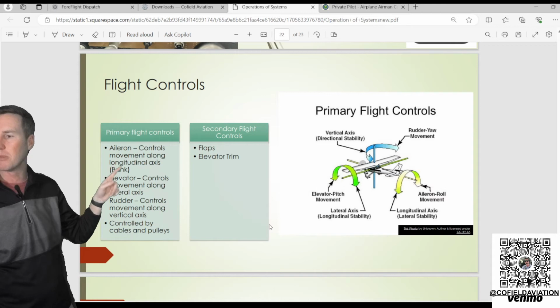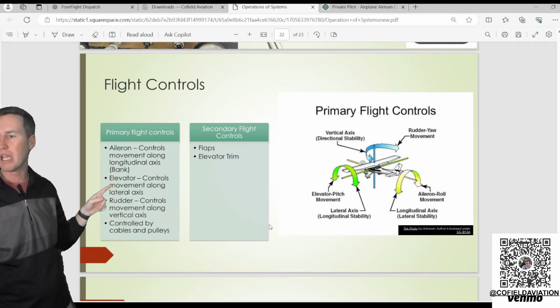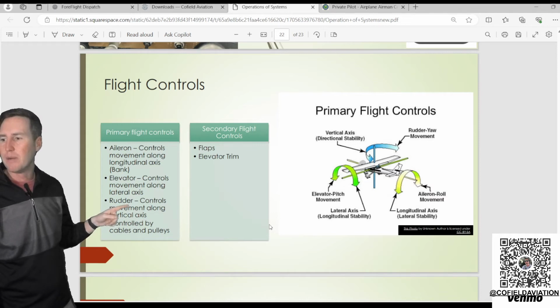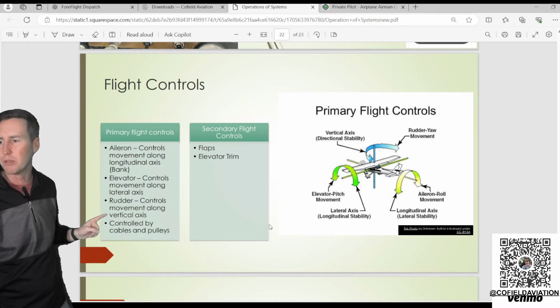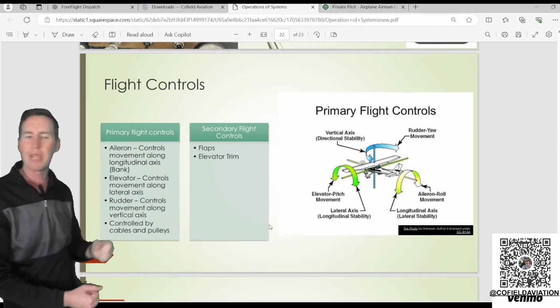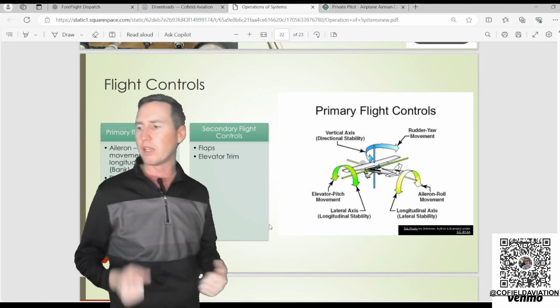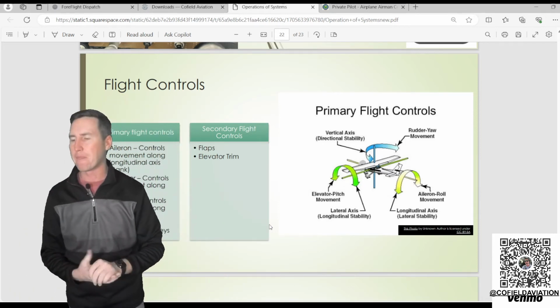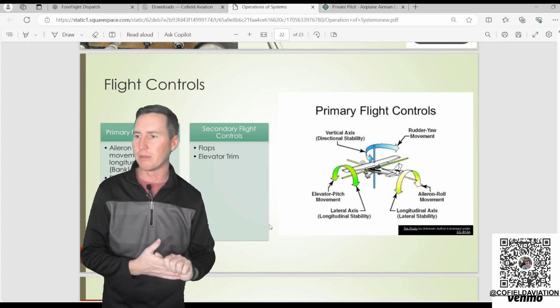So ailerons control movement along your longitudinal axis, the bank. The elevator controls movement along the lateral axis, which is your pitch, and then your rudder controls movement along your vertical axis, all right? And they are controlled by simple cables and pulleys. So when you're pulling up and down, that's all simple cables and pulleys.